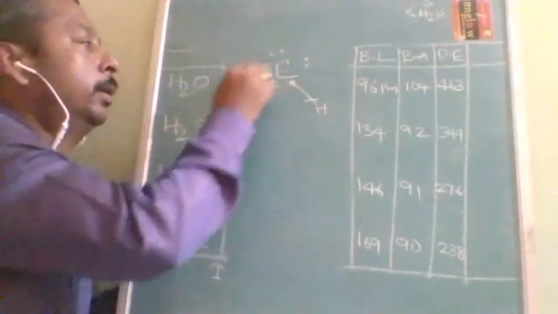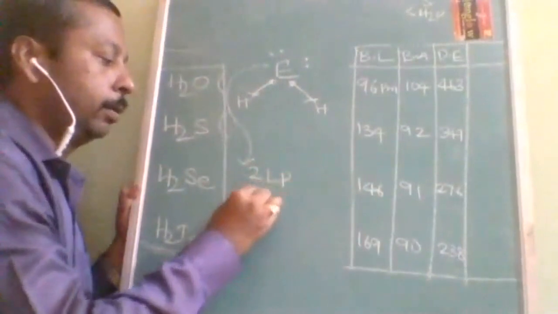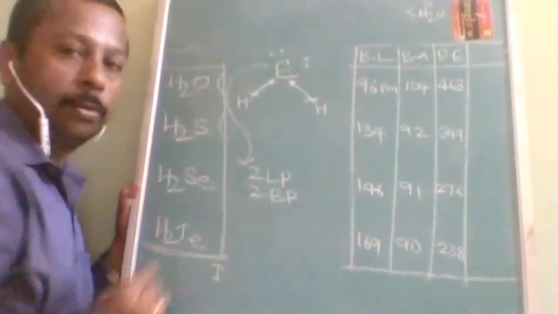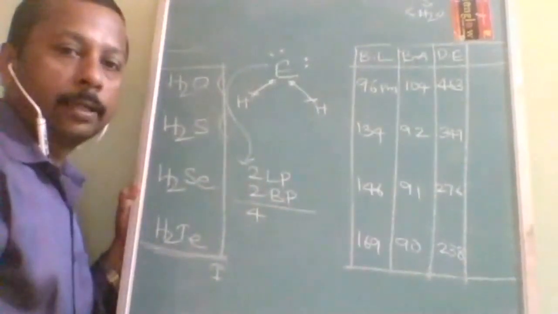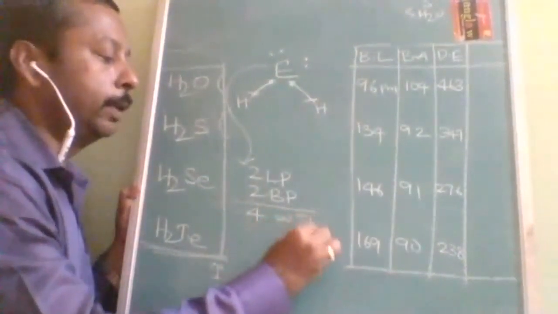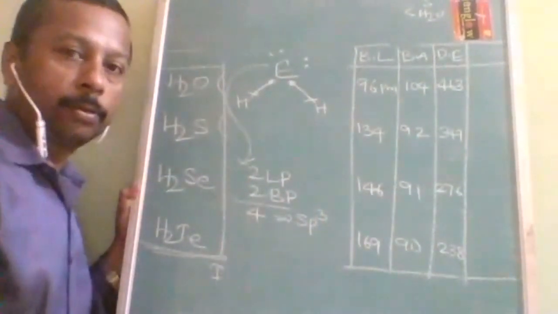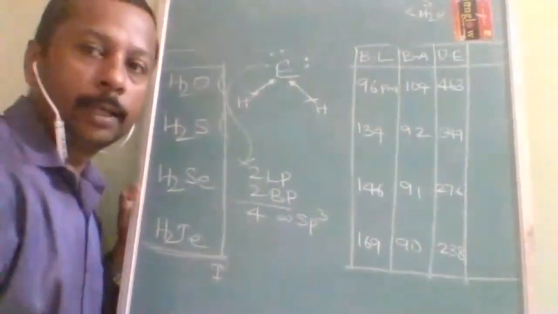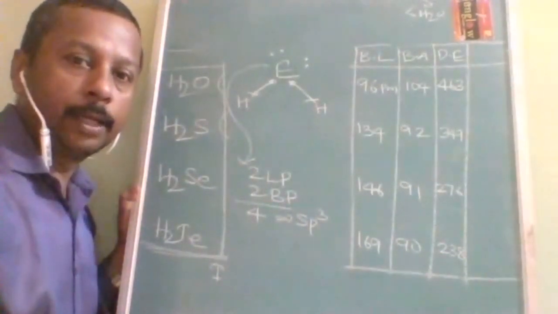That means this central element has 2 lone pairs and 2 bond pairs. So in total, how many electron pairs? Total 4 electron pairs. For a total of 4 electron pairs, 4 orbitals are required. That's why hybridization is going to be sp3.